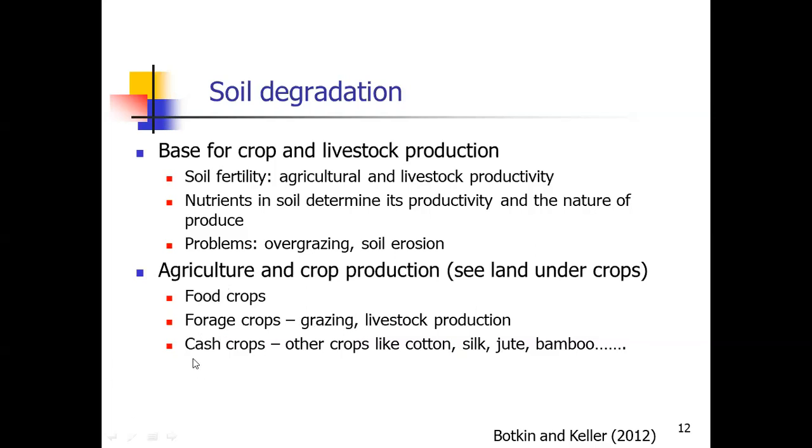And then you have your cash crops. Cash crops are cotton, silk, jute, bamboo, all these materials which are not used for food purposes but for making either textiles or for other purposes that have commercial value.